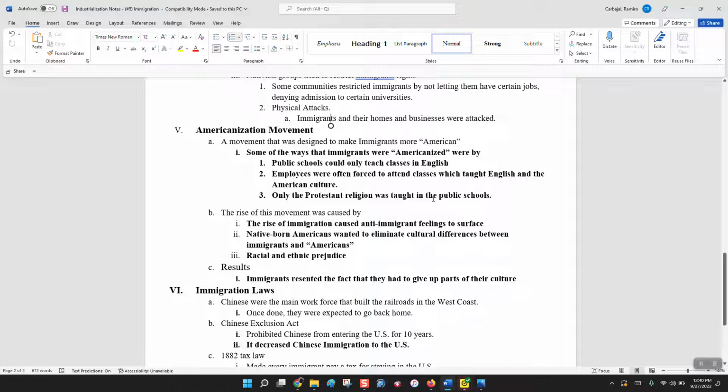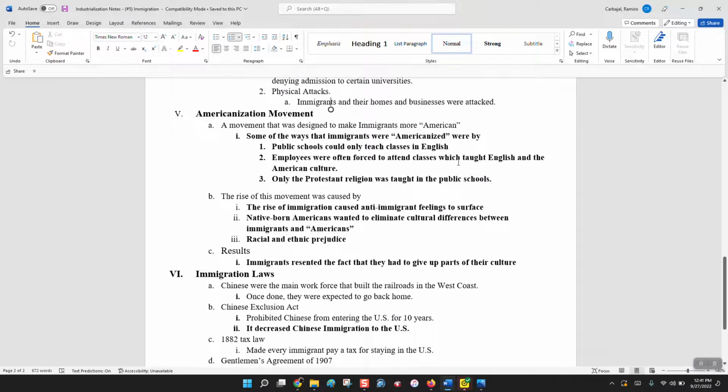So how did they push them to become more Americanized? Public schools started to be only taught in English. So if any immigrant children did go to school, they would not teach them in their language. It would be in English, so that way they would learn it.